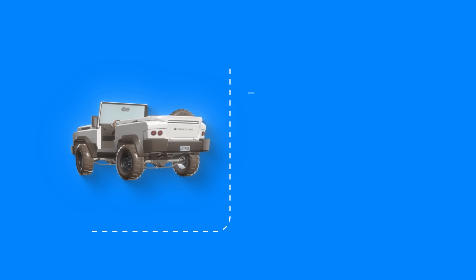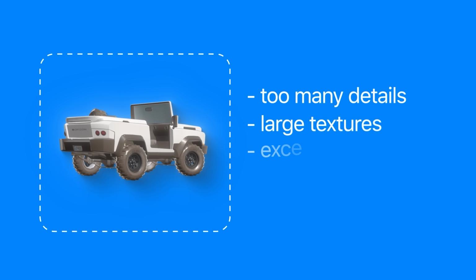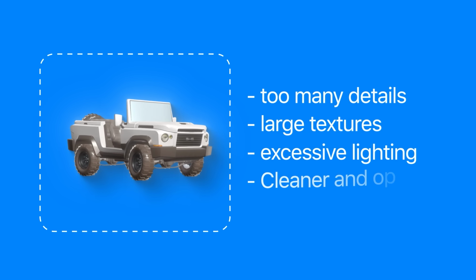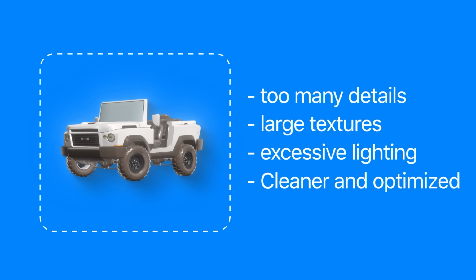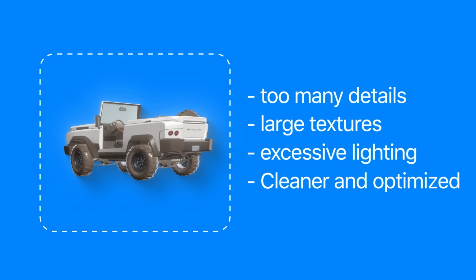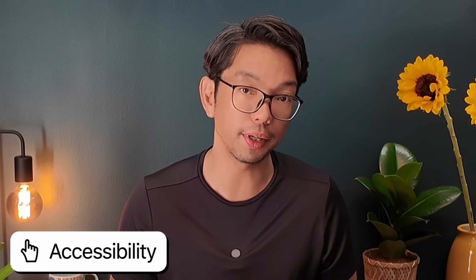Speed is another big factor. Animated websites, especially with 3D, can become heavy if you're not careful. So just try to keep things simple when choosing your Spline scenes. Avoid models with too many details, large textures, or excessive lighting effects. Cleaner and more optimized designs will load faster and run better across different devices. And if a scene is too complex, it can slow down your page and even affect your ranking in search results.